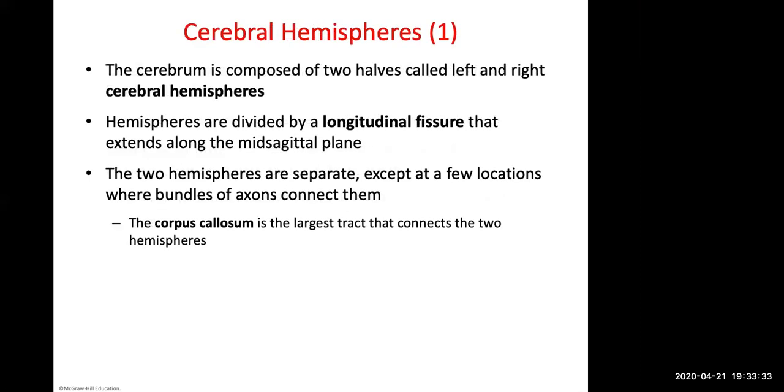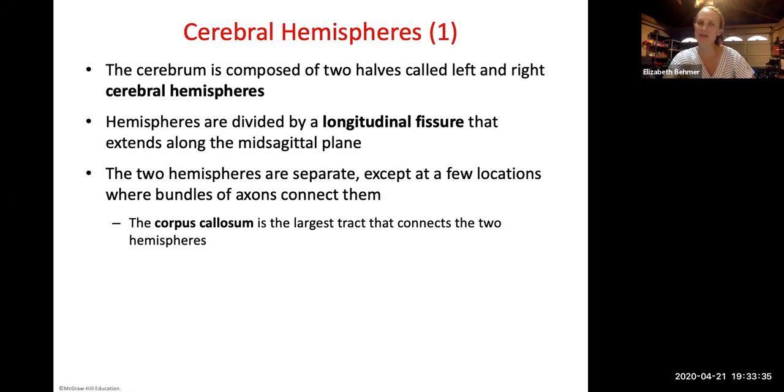So the cerebrum is composed of two halves called the right and the left cerebral hemispheres. And the hemispheres are divided by a longitudinal fissure that extends along the mid-sagittal plane. If you remember, the sagittal suture was right down the parietal bone. You have what we call a longitudinal fissure, which is a very deep depression. A fissure is even a deeper depression than a sulcus. And this longitudinal fissure separates the right hemisphere of the brain from the left hemisphere.